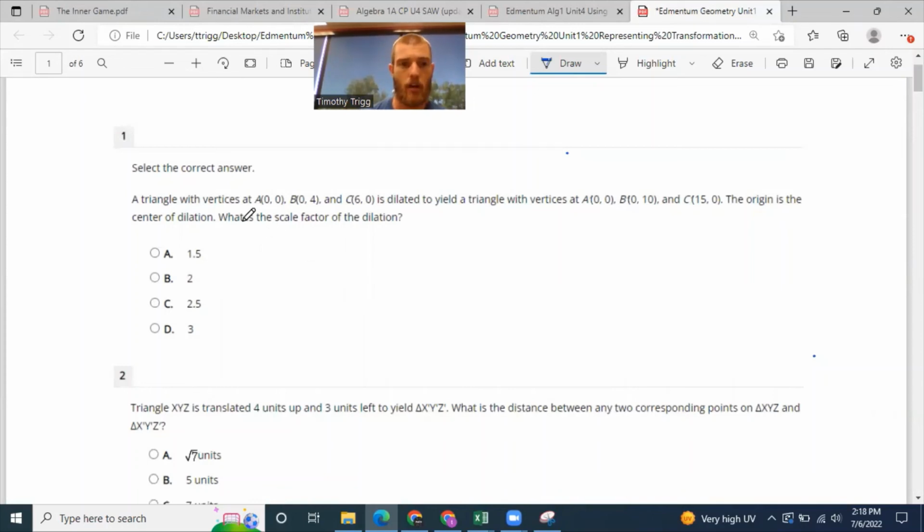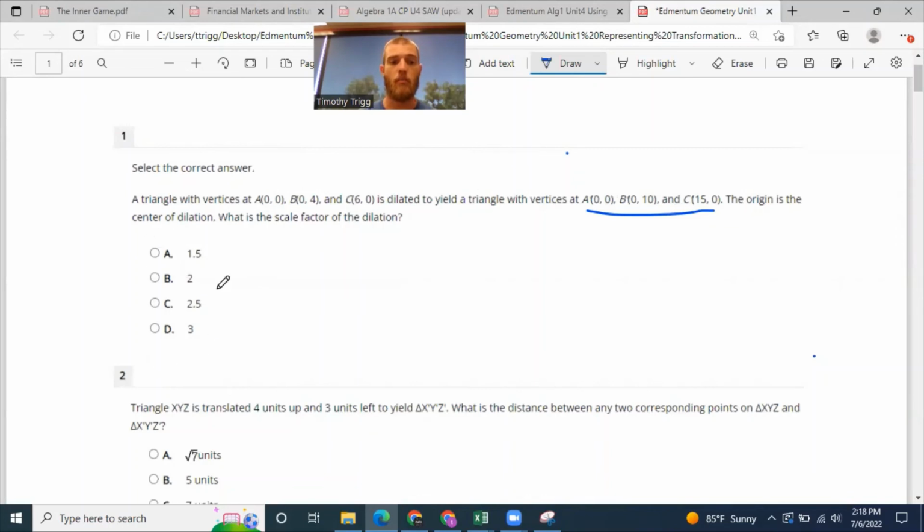So let's go ahead and start here at this first question. A triangle with vertices A, B, and C as shown. A is (0, 0), B is (0, 4), C is (6, 0), is dilated to yield the vertices A prime, B prime, C prime as seen here. The origin is the center of dilation. What is the scale factor? So the scale factor is whatever you're multiplying by to go from A to A prime, B to B prime, and C to C prime. Whatever you're multiplying by, that's your scale factor.